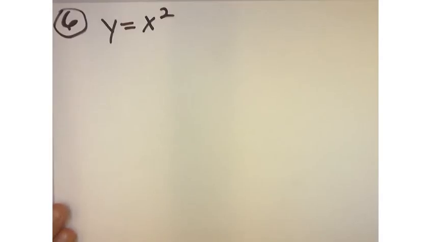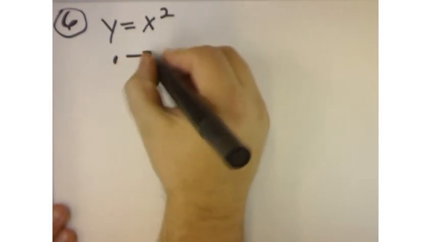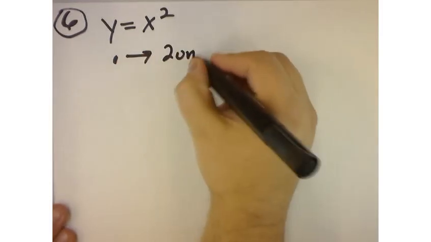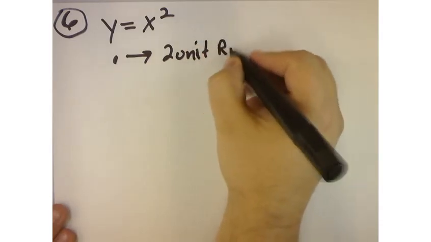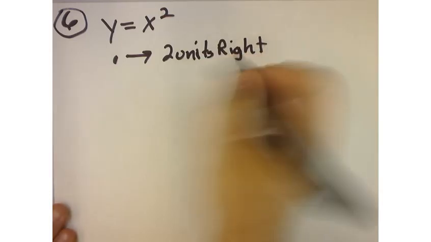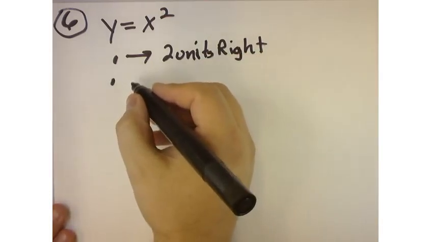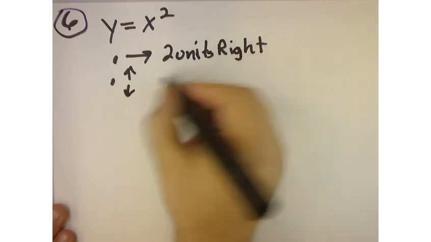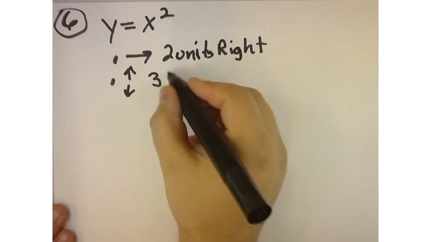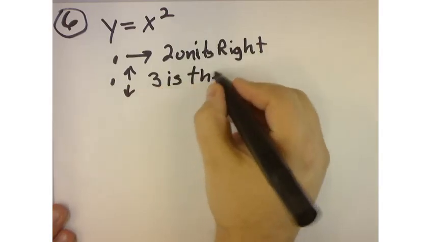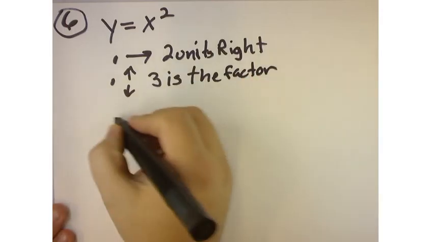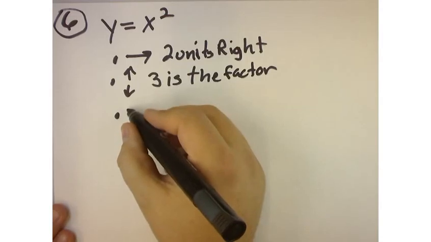Example number 6 gives us the parent function y equals x squared, and they want us to do a horizontal shift 2 units to the right, then a vertical stretch, a factor of 3. Then they want us to vertically translate 5 units up.